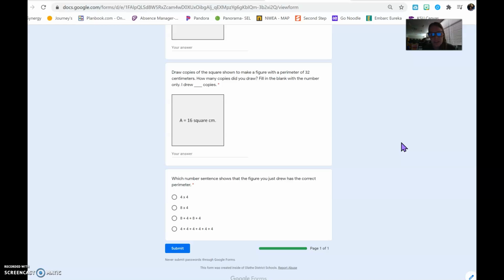Which number sentence shows that the figure you just drew has the correct perimeter? Which of these number sentences show that?